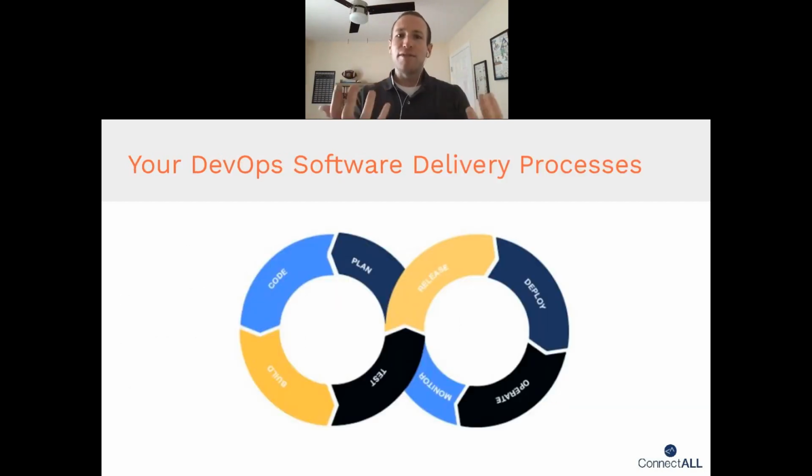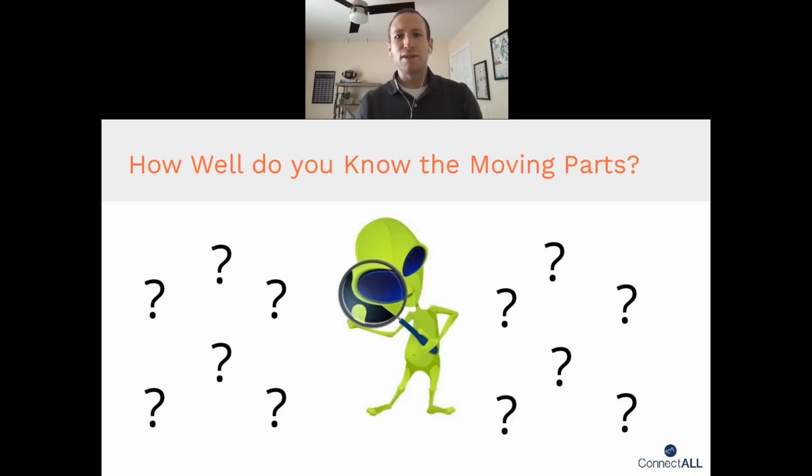So as we think about DevOps, as we think about software delivery, this infinity sign is probably familiar to most of you. There's a number of stages, and they all work together in a loop for continuous operation, continuous improvement, and continuous development. But what happens if we dive a little bit deeper?